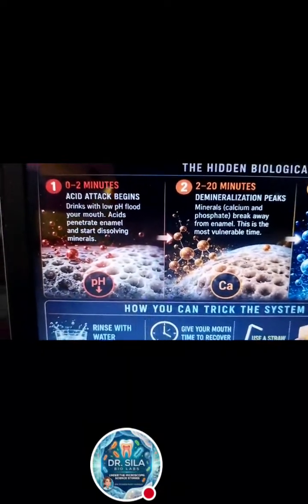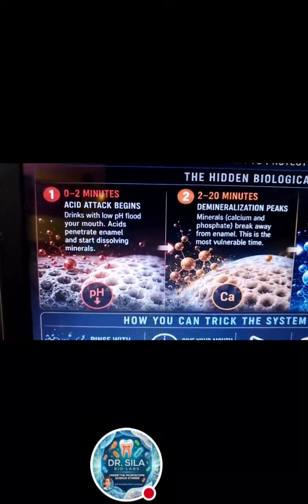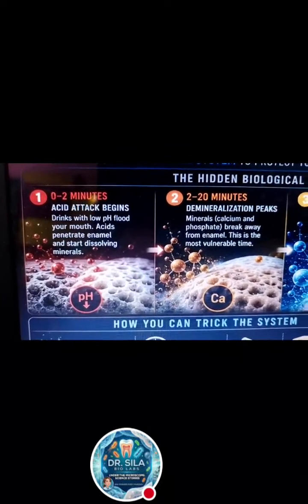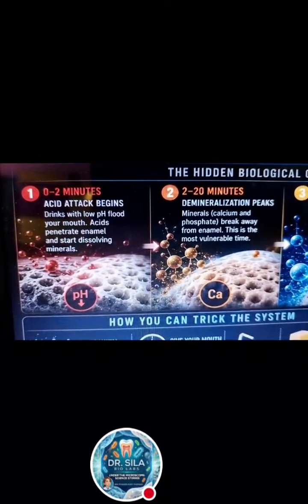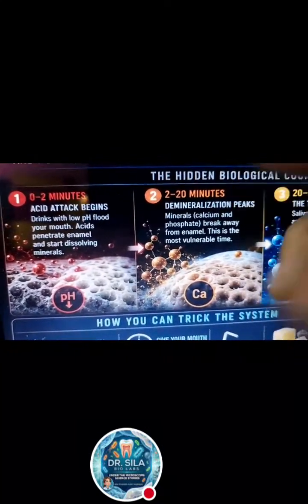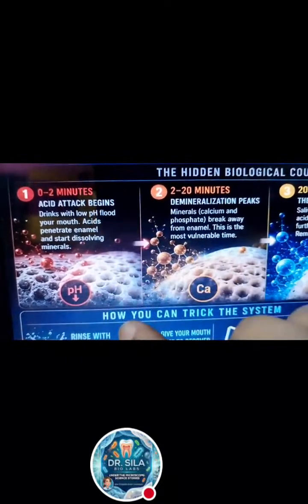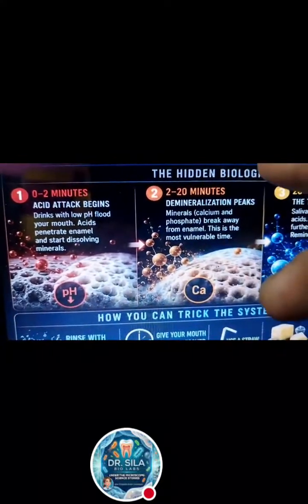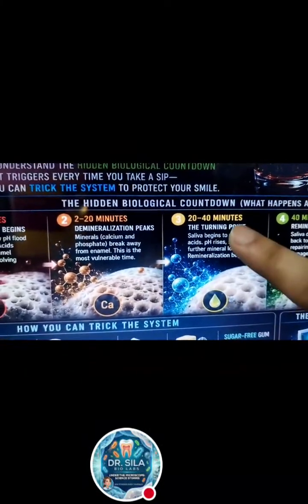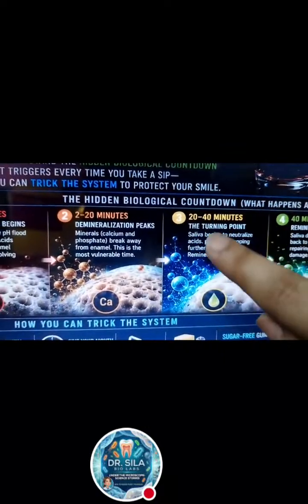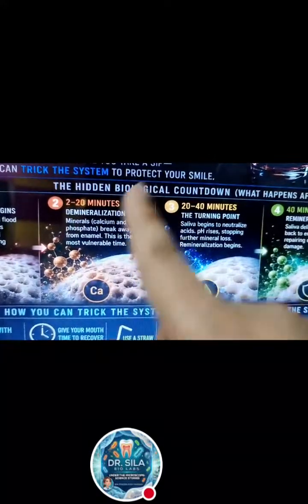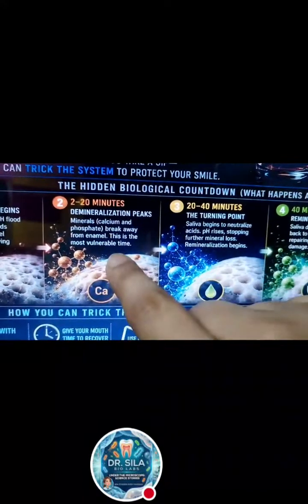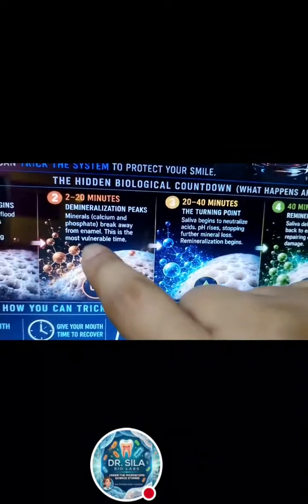When we drink soda, the acid attack begins within 0 to 2 minutes. A drink with low pH floods your mouth. Acid penetrates the enamel and starts dissolving the minerals. The pH is low and the enamel starts dissolving. At 2 to 20 minutes, demineralization peaks. Minerals, the calcium and phosphate, break away from the enamel. Look, you can see it breaking away from the enamel. This is the way they cause destruction.